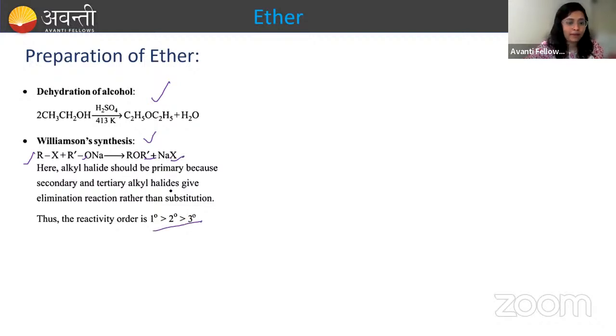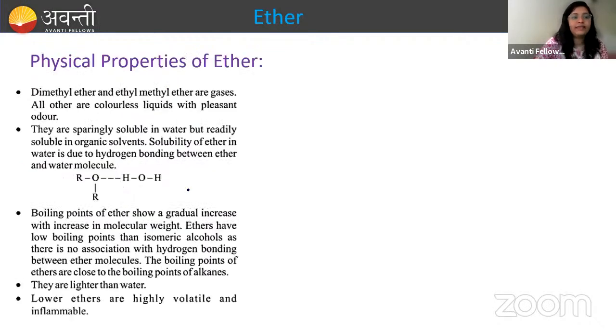So the alkyl halide should be primary because secondary and tertiary alkyl halides will give an elimination reaction rather than substitution. So the alkyl halide we are going to use here should be primary, then secondary, and then tertiary for the Williamson synthesis. Right? Next, very important is the physical properties of ether.